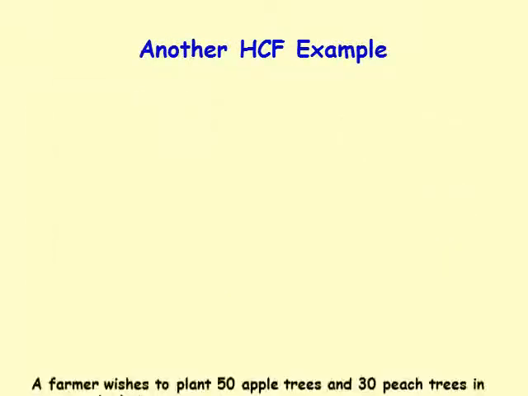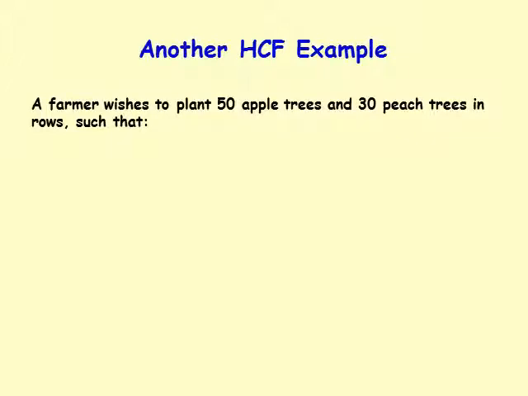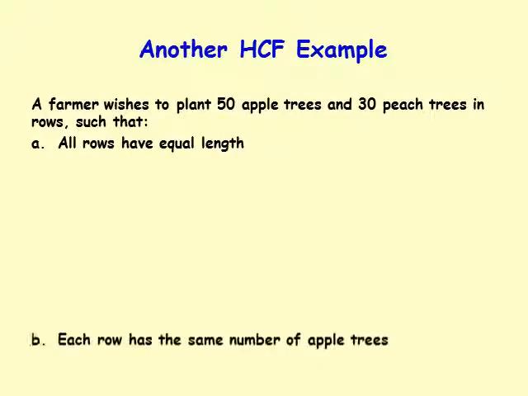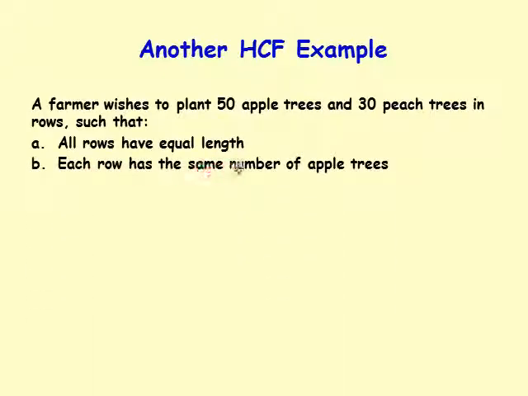Another example. A farmer wishes to plant 50 apple trees and 30 peach trees in rows, such that all rows have equal length. Each row has the same number of apple trees. And what's the maximum number of rows? Okay, that's the question. 50 apple trees and 30 peach trees. All the rows have equal length, and each row has the same number of apple trees. And what's the maximum number of rows?